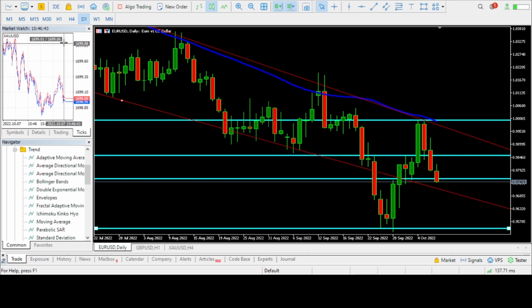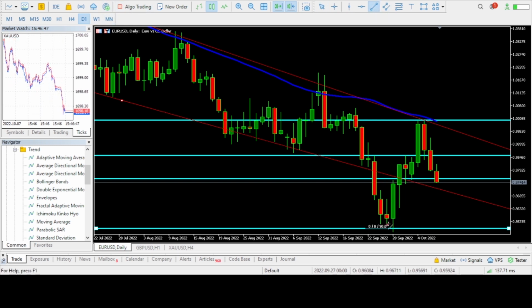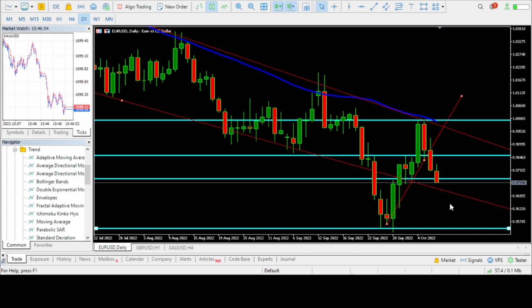So what I was saying the other time, you add a trend line this way, even though it's a steep trend line. When the market breaks off it, it's going down. Now if it is likely that this market is going to bounce off this trend line, that is why you need to add another trend line downwards.